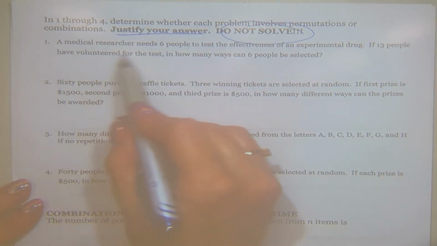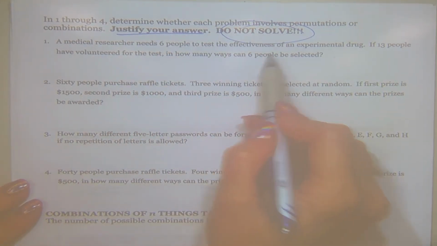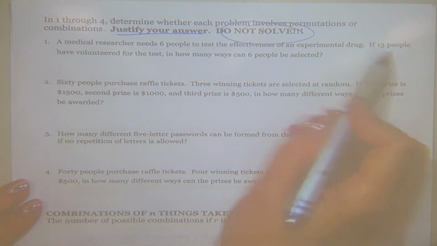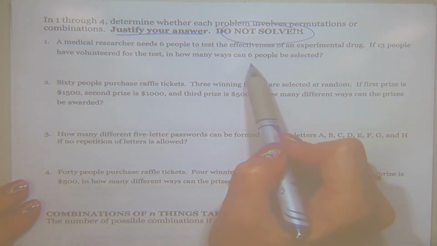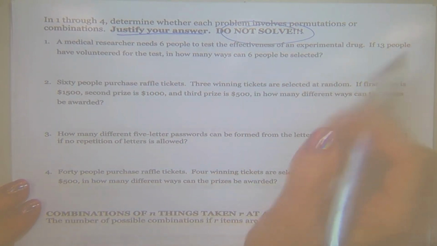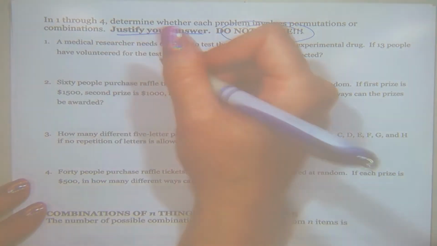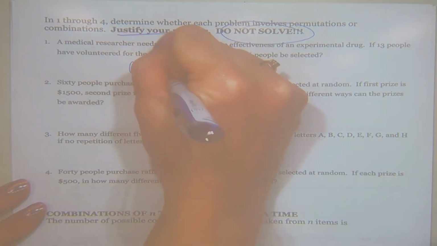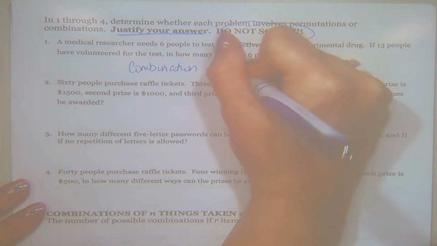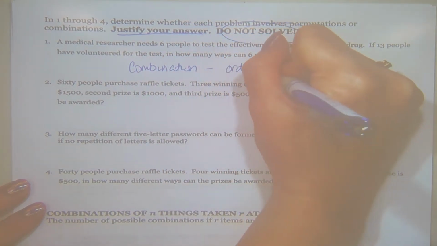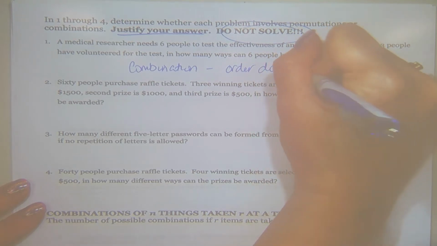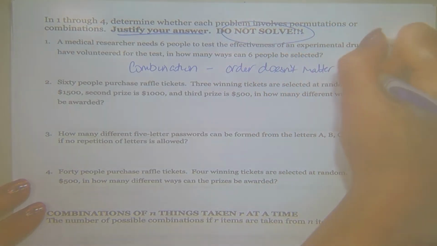Number 1, a medical researcher needs 6 people to test the effectiveness of an experimental drug. 13 people volunteered. How many ways can 6 people be selected? Well, the same test is happening to the 6 people no matter what. So this is just a combination because order doesn't matter. I'm just selecting a group.